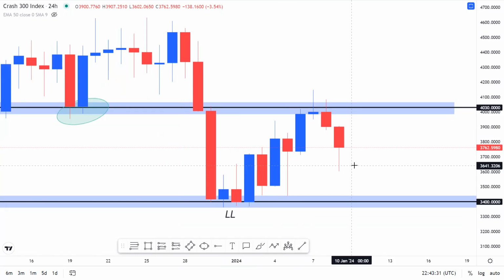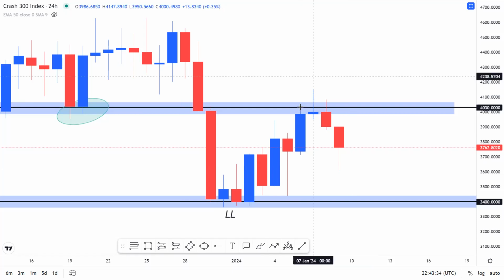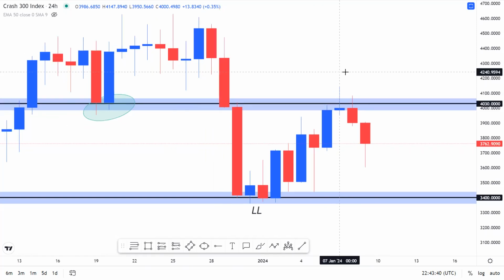Now then, of course, as soon as I had this daily candlestick close as a rejection, 2 days ago, this is where I moved down to the lower time frame. Any one of the lower time frames is very much okay: the 4-hourly time frame, the 1-hourly time frame, the 30 minutes, and never go beyond the 15 minutes time frame.